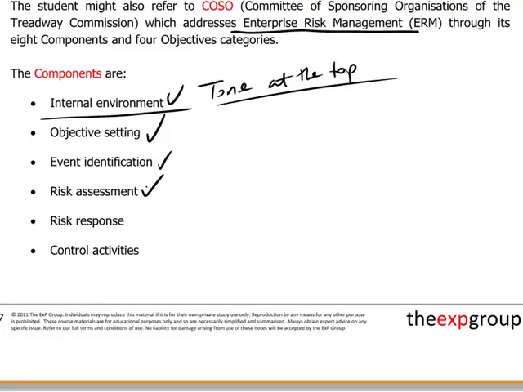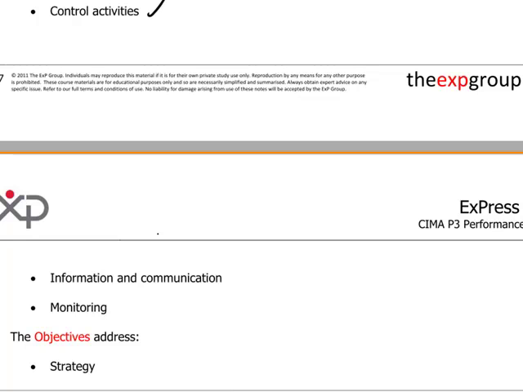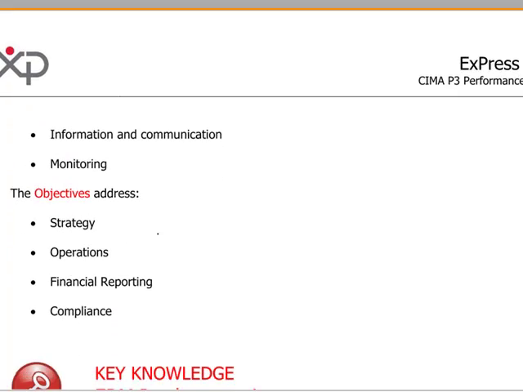Then there's risk assessment. It's the process by which risks are analyzed and prioritized and quantified and so on to understand the way in which they could be managed. The risk response is what we have already talked about in terms of choosing to avoid, accept, reduce, or share the risk. And the control activities would be reflected in the policies and procedures that are designed to make sure that the risk responses are properly implemented.